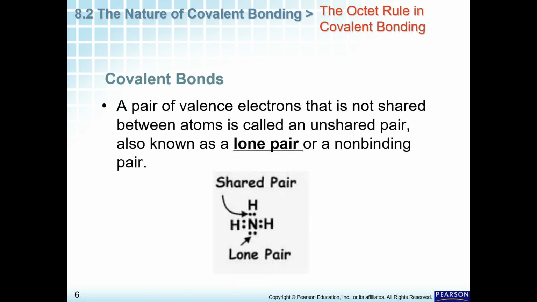Now, a pair of valence electrons that is not shared between the atoms, we call these unshared pairs. Oftentimes, you're going to hear me call them lone pairs, or they can also go by non-bonding pairs. The reason lone pair is bolded and underlined is because that's often what I call them. So if we look at this image down here, the shared pair is between nitrogen and hydrogen because I see them between 2 atoms. But this pair down here is considered a lone pair because it's not bonding to another element. There's no 2 elements right there next to each other.